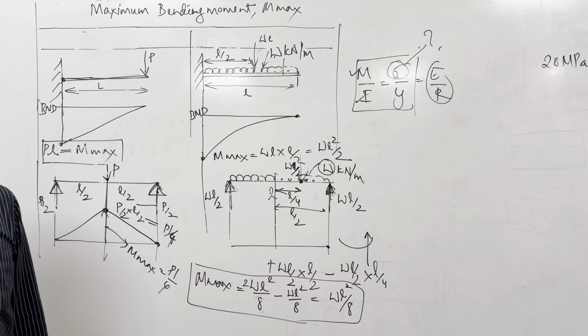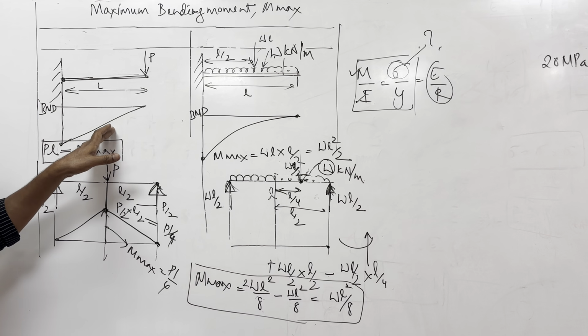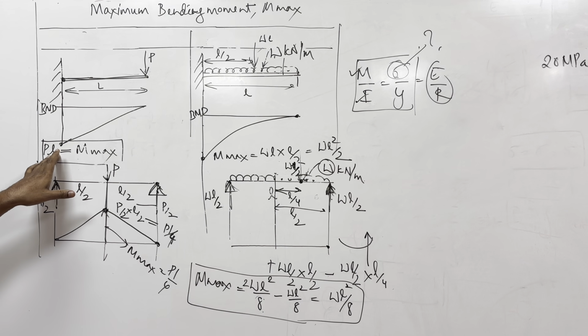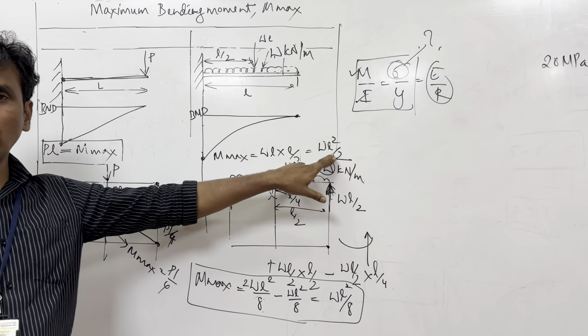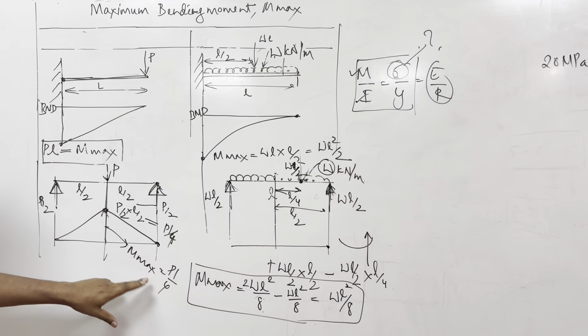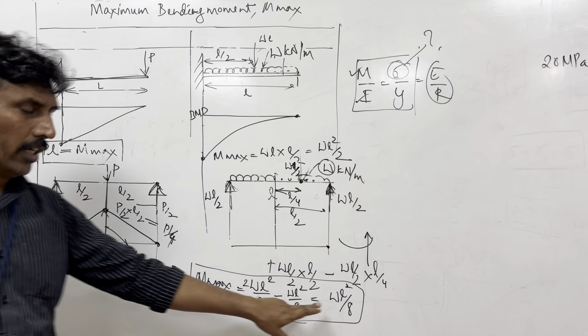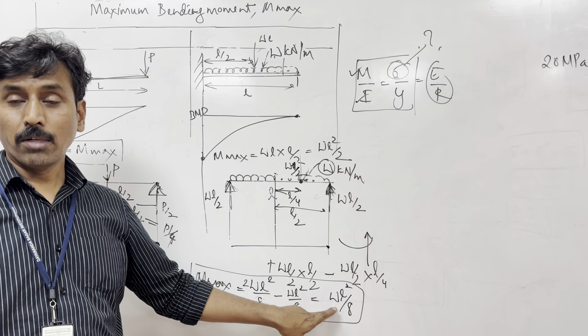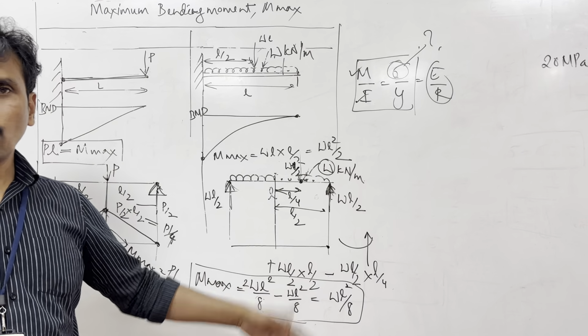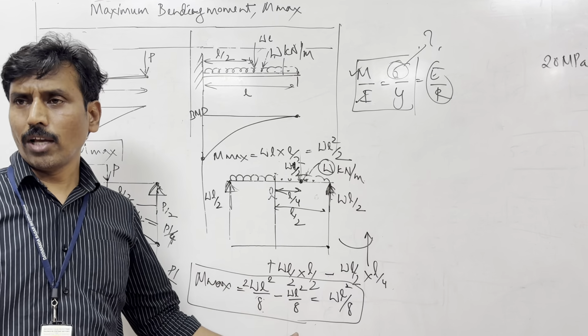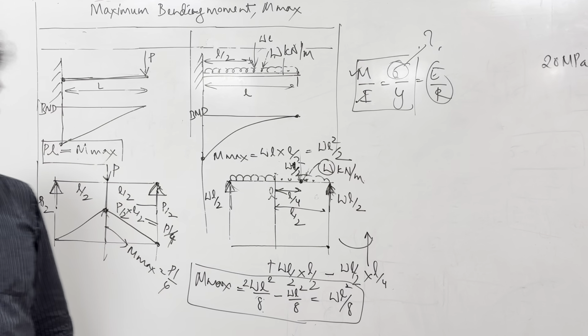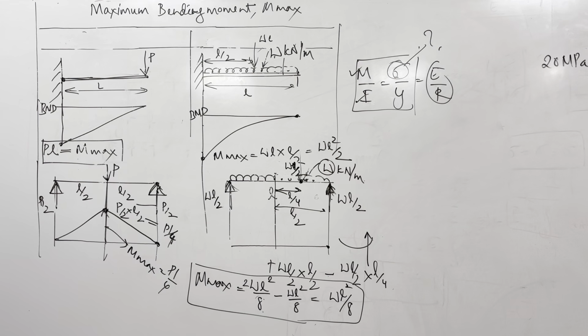So you should remember these 4 equations. I think the first one is easy: M max is equal to PL. And here it is WL square by 2. Here it is PL by 4. Here it is WL square by 8. Sometimes you may forget, but you already know how to calculate bending moment, so you can definitely do it. Okay, now with this idea, we will try to solve a numerical.